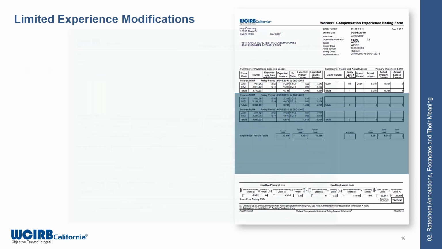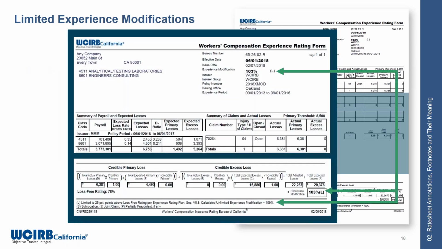So here's an example of a limited experience modification. You'll see in the top right-hand corner to the right of the XMOD, you have the annotation for the L, which indicates it's a limited experience mod. Again, in the bottom right, to the right of the percentage, you're going to see that same annotation. And then to the bottom left, you're going to see a footnote that explains that this experience mod is limited to 25 percentage points above the loss-free rating. And just above that footnote on the bottom left, you'll see the loss-free rating is 78%. The experience modification would have been 109%, but because it's limited, the XMOD that's published is actually 103%. So there's a lot of really important information on this rate sheet that you're not going to see in any other place in WCIRB Connect.